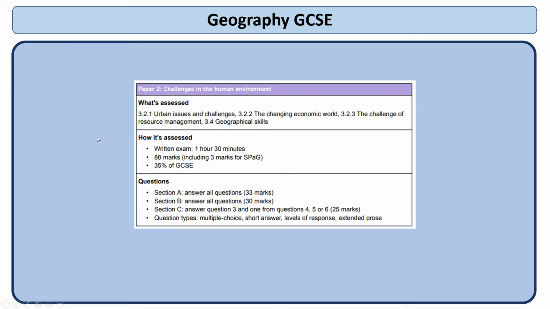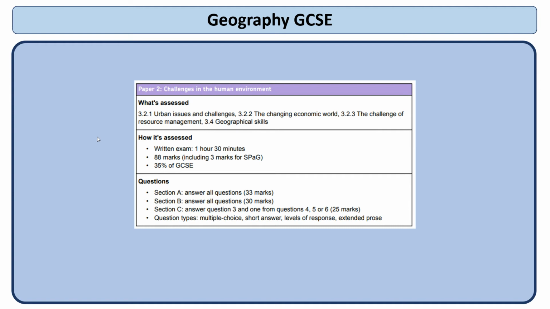The next paper looks at human geography. Going back to your types of geography, we've got human geography as well. This is looking at urban issues and challenges, which links to what you did in year 8, looking at urban areas. Then changing economic world, how the UK economy has changed over time, and then the challenge of resource management, an overview of different types of resources such as food, energy and water, and then focusing on one a bit clearer. Again, geographical skills are assessed throughout this.